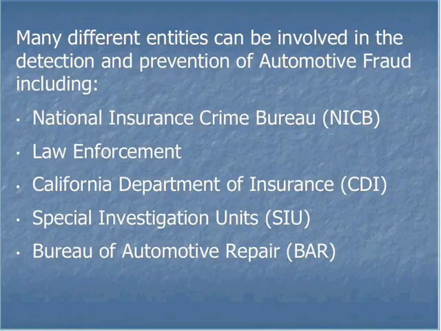Many different entities can be involved in the detection and prevention of automotive fraud. Across the United States, we have the National Insurance Crime Bureau. We also have various aspects of law enforcement. In California, we have the California Department of Insurance. Other states have their own Department of Insurance agents and assignments. Special investigative unit personnel, and the Bureau of Automotive Repair here in California.